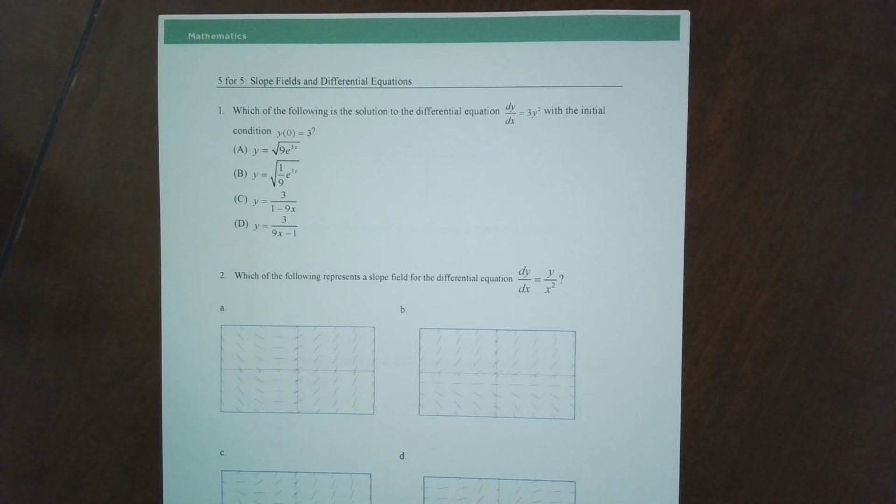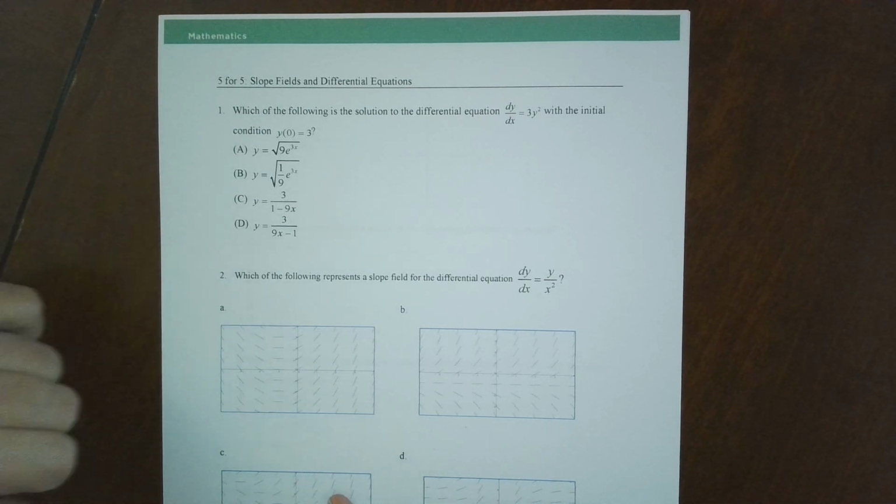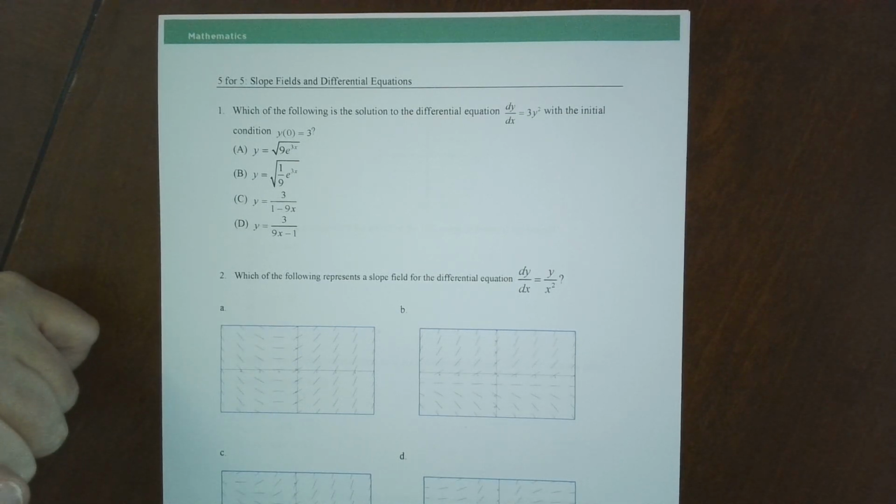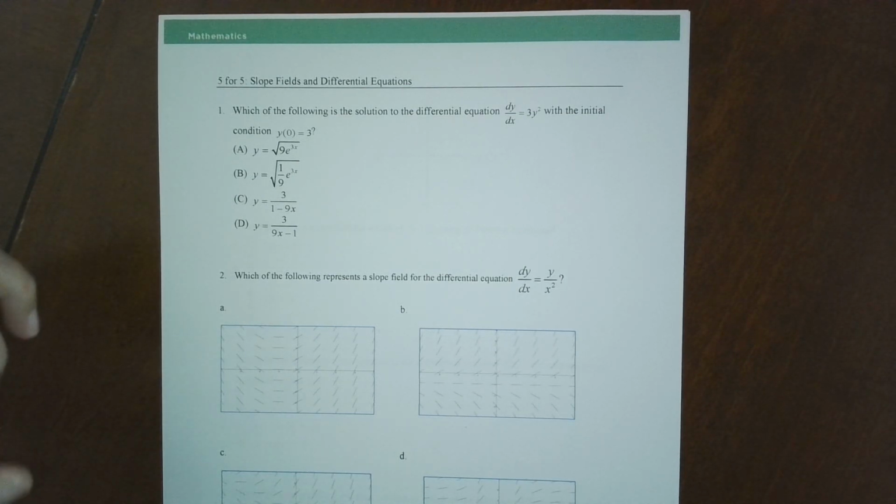Everyone, let's take a look at this 5 for 5 assignment that covers a variety of topics from Unit 7. So we're looking at slope fields, differential equations, that kind of thing. And it wouldn't surprise me if some of this stuff was a little rusty. It's been a little while since you've seen some of these types of problems. So that's the intention with this assignment, is for you to refresh yourself before you come back to class and we talk through some of the bigger ideas in this unit.